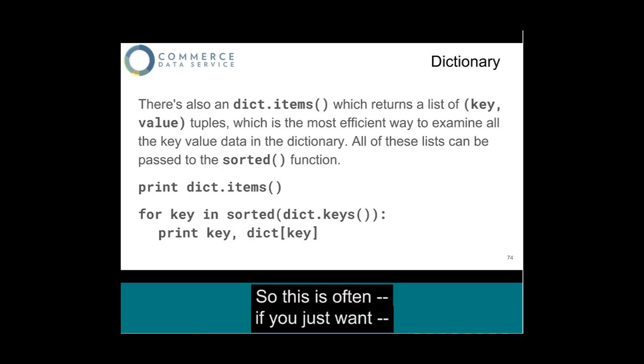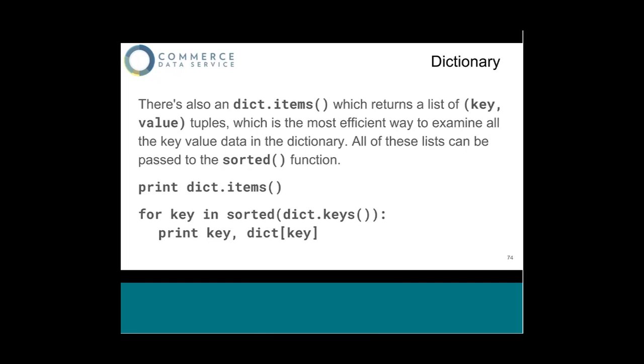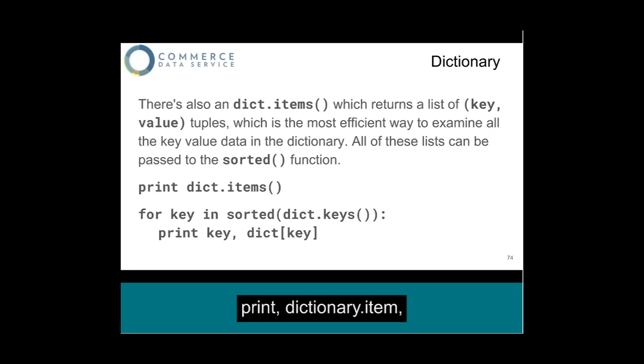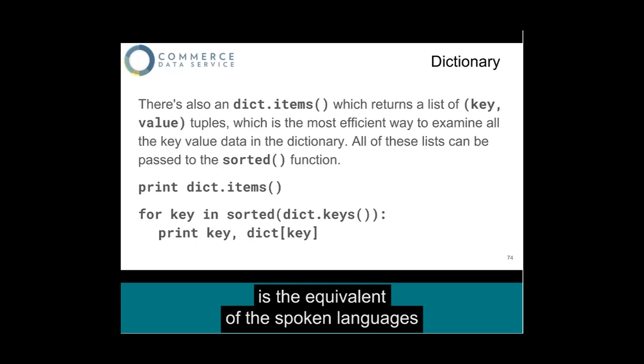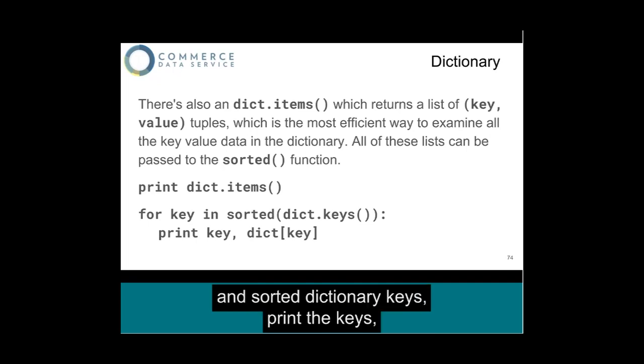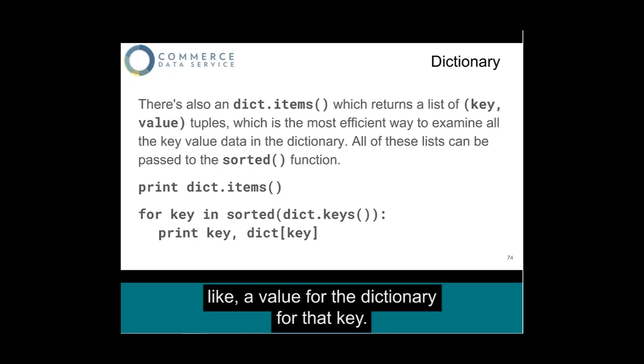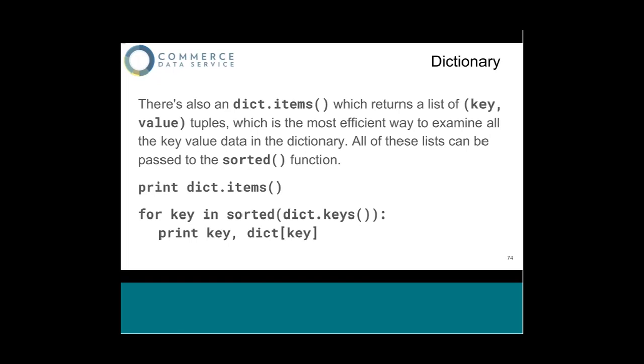So this is often, if you just want to examine the dictionary, the easiest way to do that. Because the first line, print dictionary.items, is equivalent to the second line, which is for every key in a sorted dictionary keys, print the key, then print the dictionary key, right? The value for the dictionary of that key. So those two lines are equivalent.